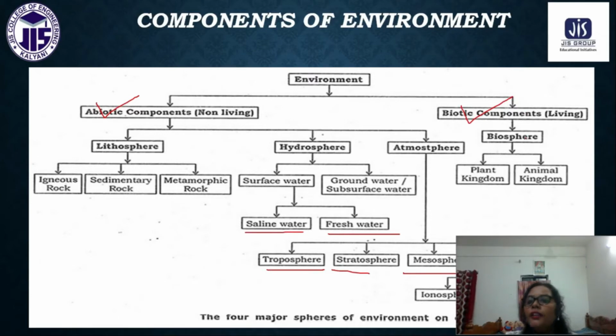Biotic components, that is the biosphere, are of two types: plant kingdom and animal kingdom. All the producers are included in the plant kingdom, and whatever animals we have in our environment are called the animal kingdom. So this is all of the components of our environment that we have.